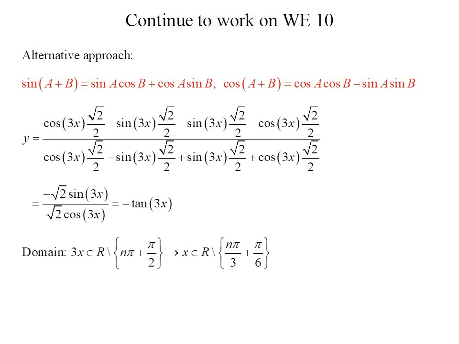After the function is simplified, both domain and period can be found. Hence, the domain of the function is the real numbers except n pi over 3 plus pi over 6, where n is an integer. Accordingly, the period of the function is pi over 3.